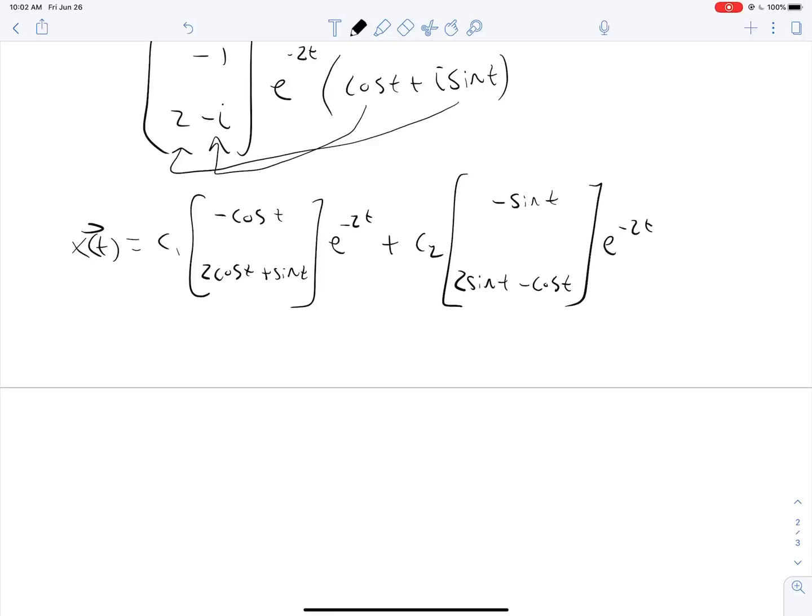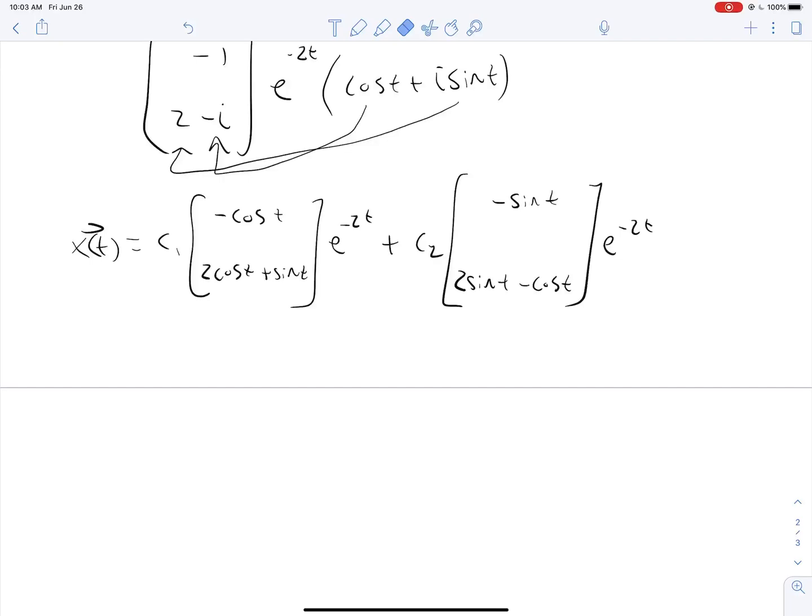The spiral behavior of the spiral sink is coming from these cosines and sines here, and the sink portion of the spiral sink is coming from the e to the negative 2t's, because as that t increases, e to the negative 2t will approach 0. So it doesn't matter what constants we have outside here, we're always going to be spiraling in to the origin as time goes on.